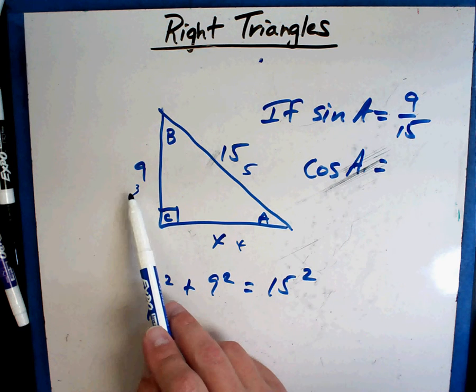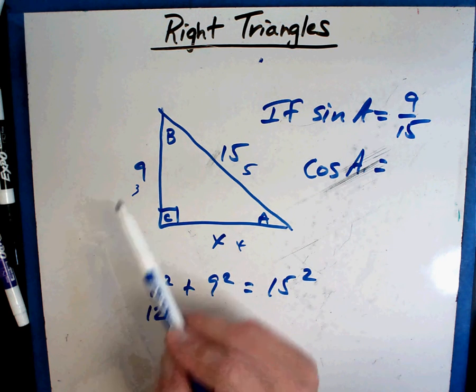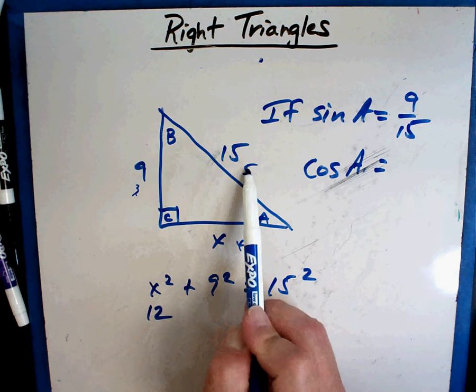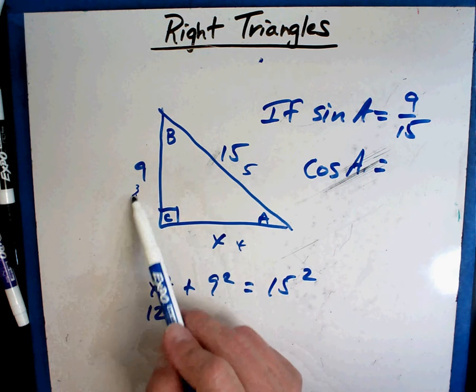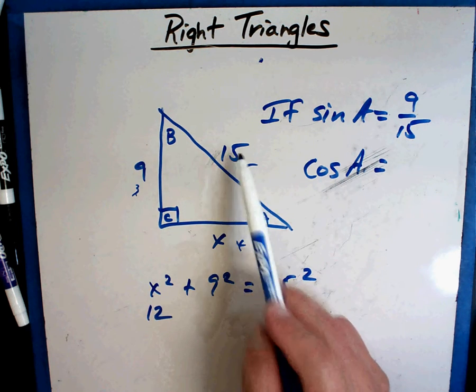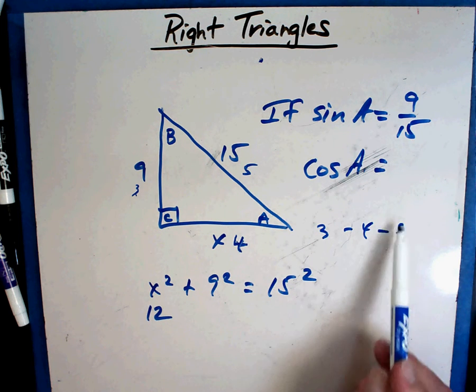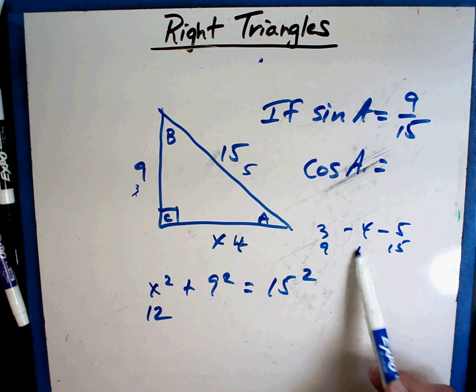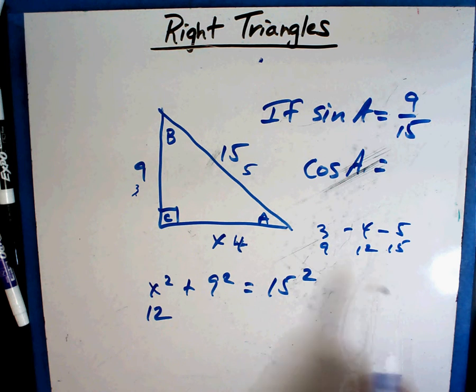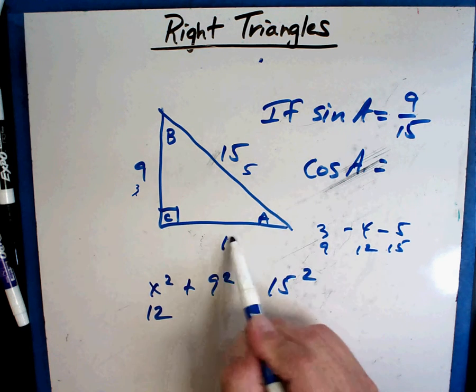3, 4, 5 was the easy Pythagorean theorem. 3 goes into that 3 times. 5 goes into that 3 times. So if the pattern was 3, 4, 5, and this was 9 and 15, then that has to be 12. So I've just figured out this side's a 12.